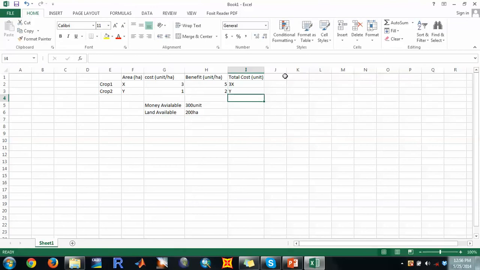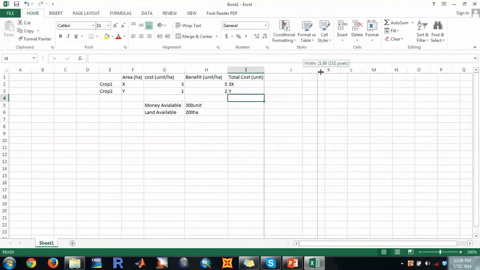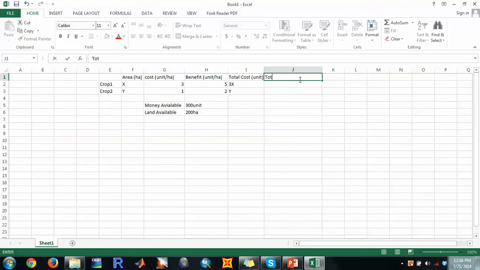And total benefits, in units. This is the benefit that we can obtain from 1 hectare for crop 1, and this is the benefit that we can obtain from 1 hectare for crop 2. If we multiply these by the area, we get the total benefit. So this means it is 5x, and this is 2y.